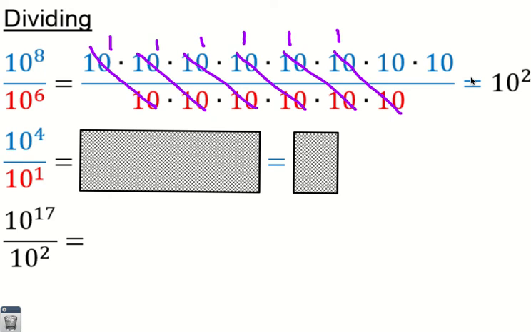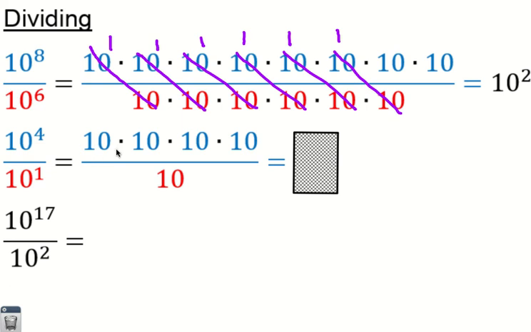10 to the 2nd. At least as far as exponential notation goes. And something very similar is going to happen here. If you write it all out, you're going to have 10 times 10 times 4 factors of 10 up here, and down here only 1 factor of 10. So there's only going to be one little instance of canceling, to be left with just technically 1. And so what's left over after all the dividing or canceling is 10 to the third.